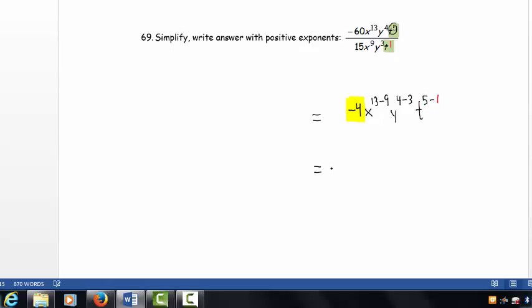So we have -4, x to the fourth power, y to the first power, t to the fourth power. And this first power can be dropped in our final answer. -4, x to the fourth, y, t to the fourth. Let's check the answer key.